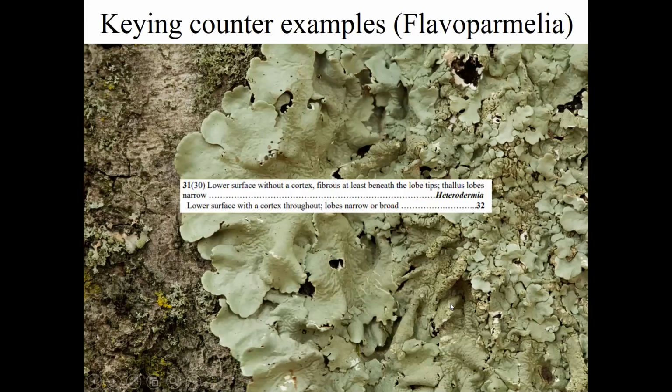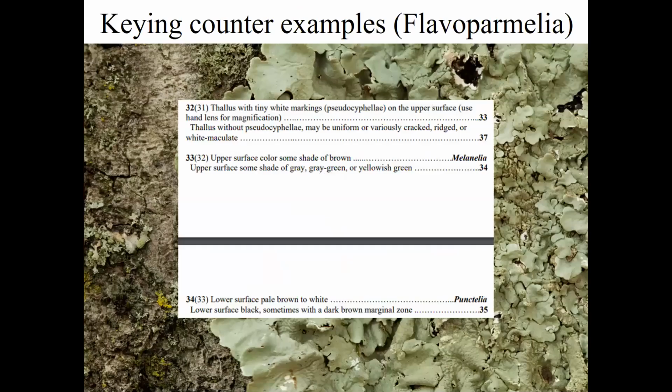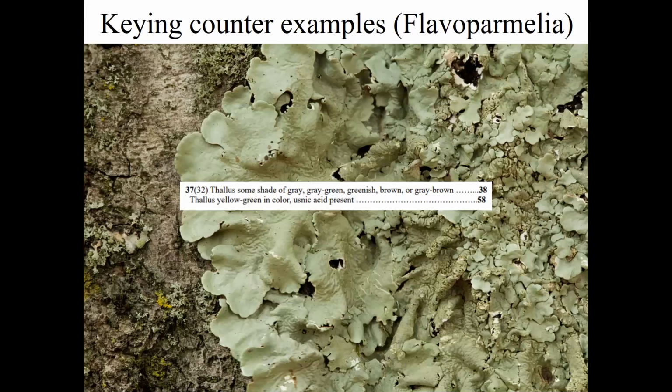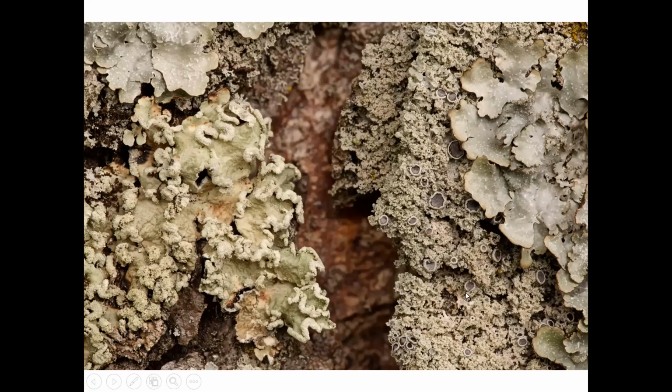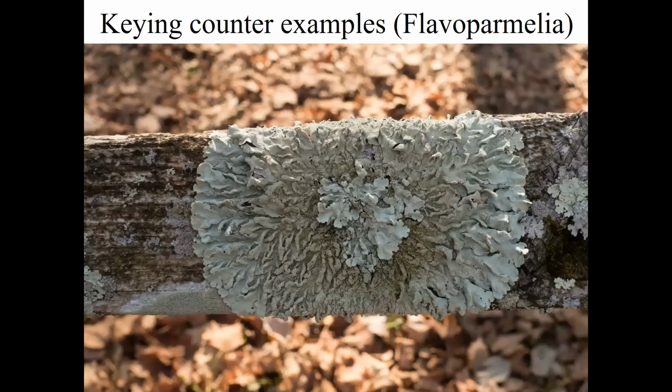Then we'd be asked if the lobes are broad or narrow, and if the undersurface had a cortex. If it didn't, it might be like this. And then we'd be asked if it's got these little tiny pseudocyphellae that we learned about before. If it did, it might look like this, but it doesn't. Finally, we're asked about that flavo color, that usnic acid coloration, which if it didn't have, it might look like the one on the right. And finally, we would be pleased to find out that it's Flavoparmelia caperata. And those are the types of features that vary in lichens. Thank you for your attention. Class dismissed.